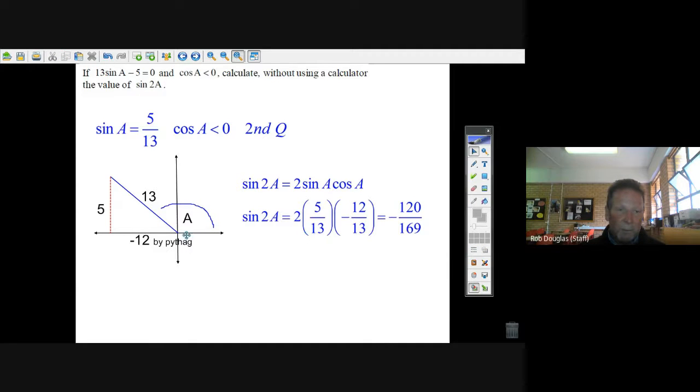The sine of A, well, this is the triangle you're working with. The sine is 5 over 13. Hey, we were already given that. But the cosine of A is negative 12 over 13. So we just put that number in. This isn't a very nice one, so I just put this in my calculator. Well, 2 times 60 is 120, and 13 squared is 169. The answer is minus 120 over 169. And that's it. There's the first one.